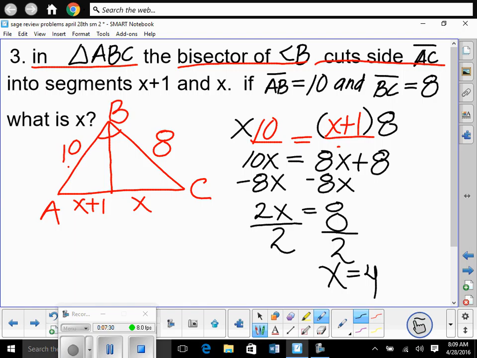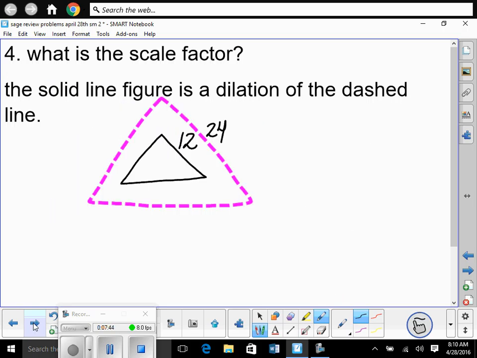So it did say, what is x? We've done that. We've solved for x. Questions? Okay, that was angle bisectors. Ratios of corresponding sides. Okay.